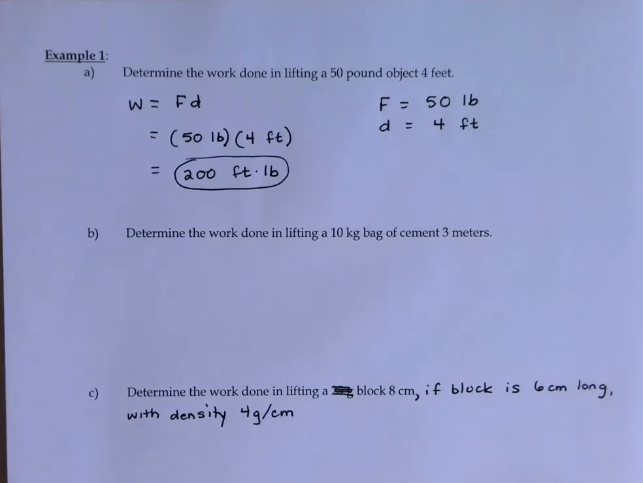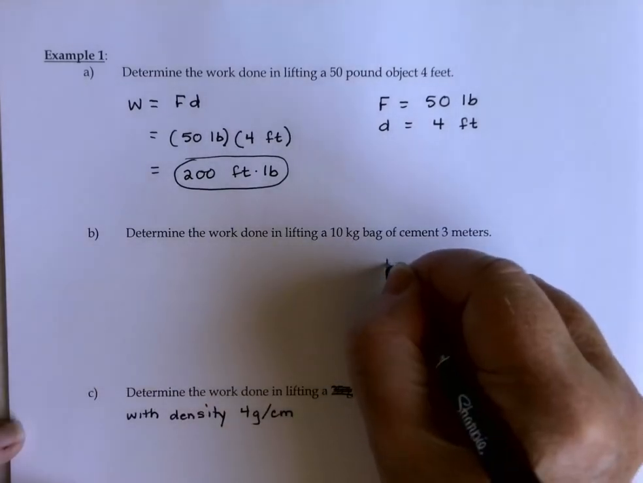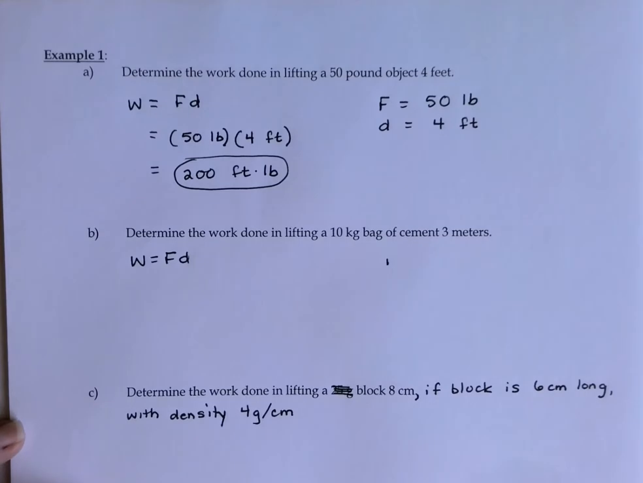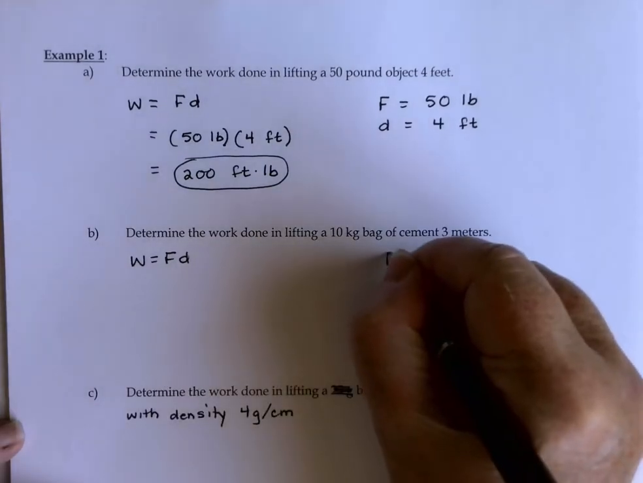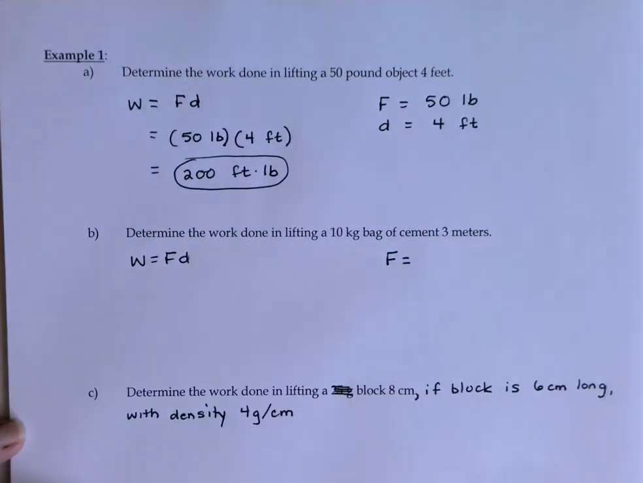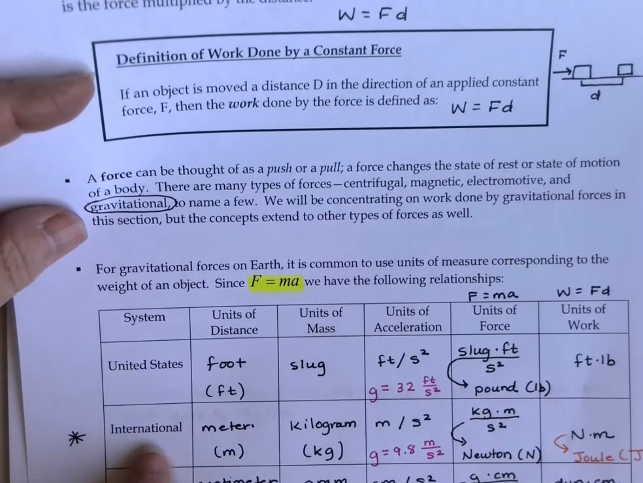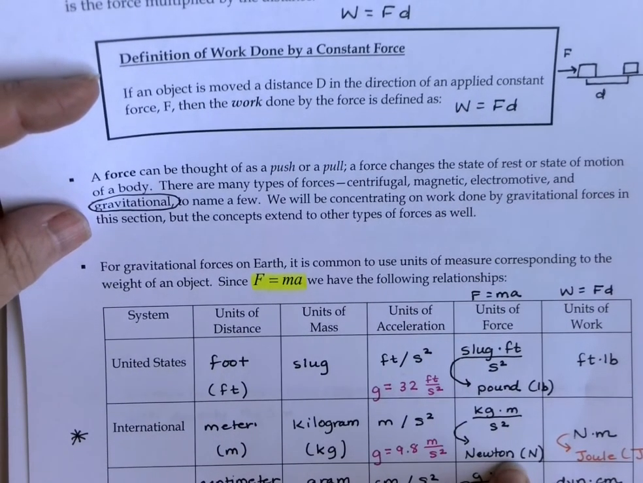All right, let's try part B. I want to find the work done in lifting a 10-kilogram bag of cement 3 meters. So again, work equals force times distance. And my force this time is actually not given, right? I was given mass of 10 kilograms. That's a mass unit, not a force unit, right? If we're in the international system, kilograms are mass. I need newtons for my force.